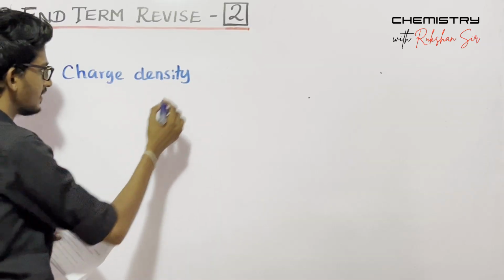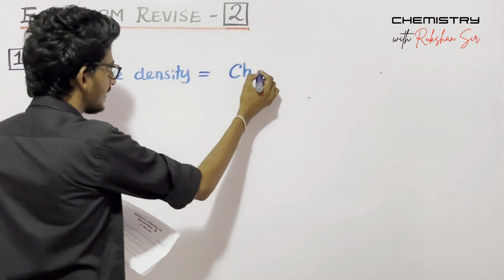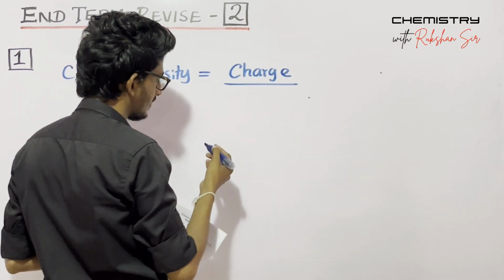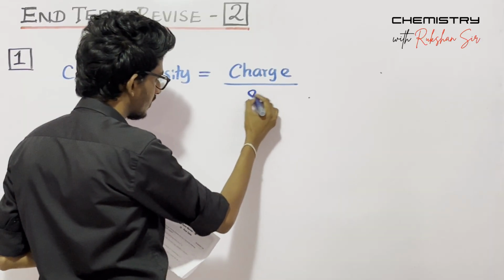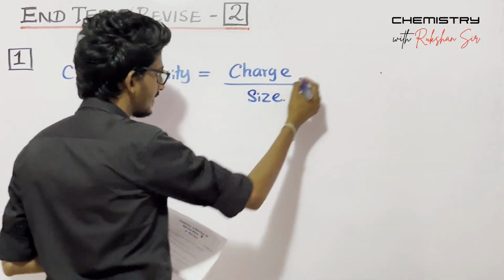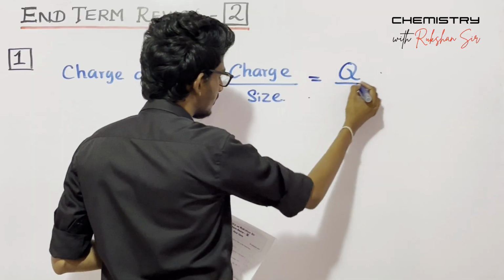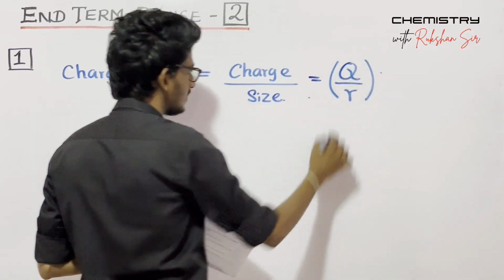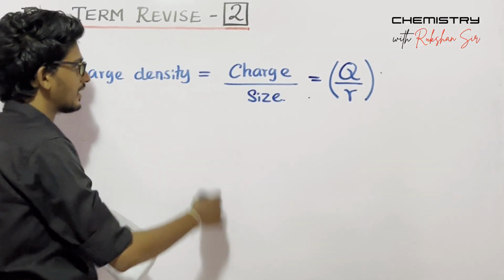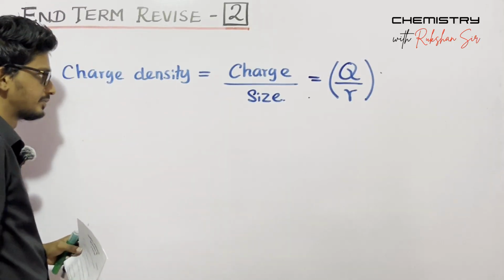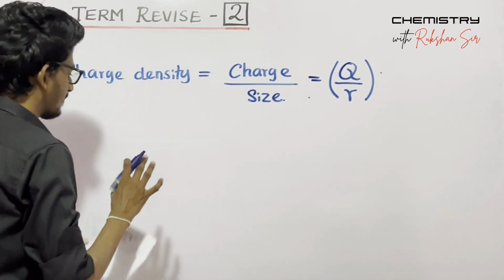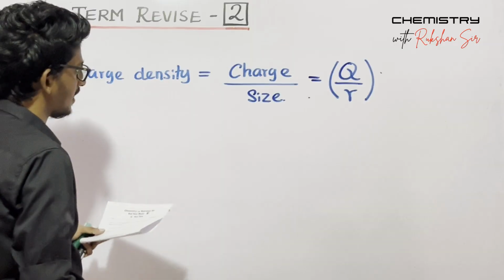Charge density is actually charge over size. One can say charge over radius or charge over size. Simply we denote it as the Q over R value, charge over size or charge over the radius. That is the charge density. So the question is, the cation with the highest charge density.